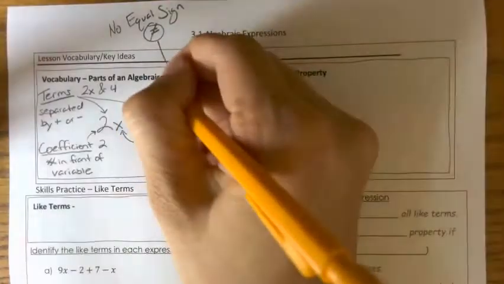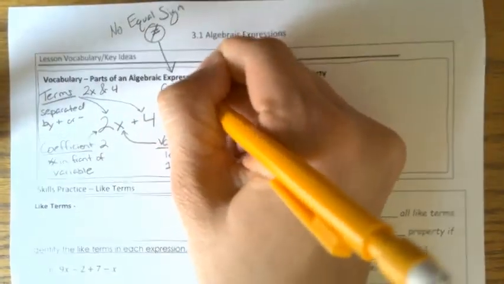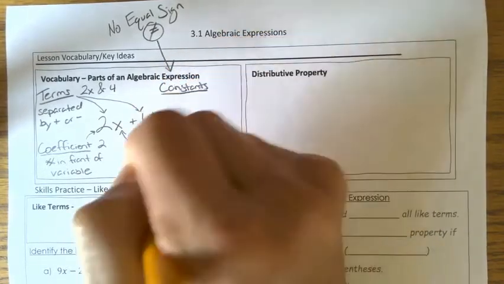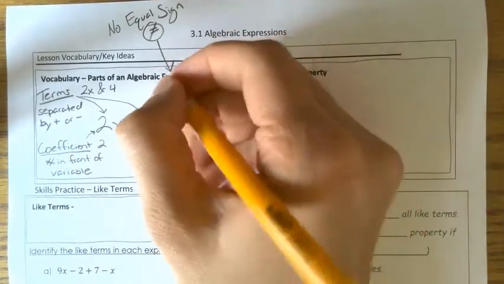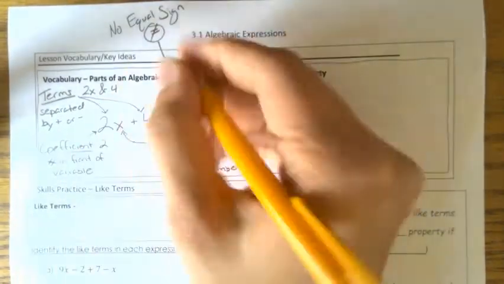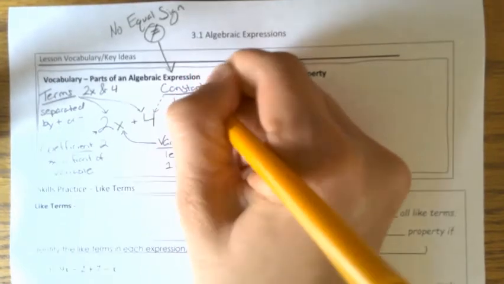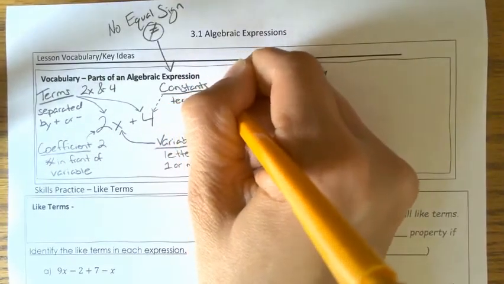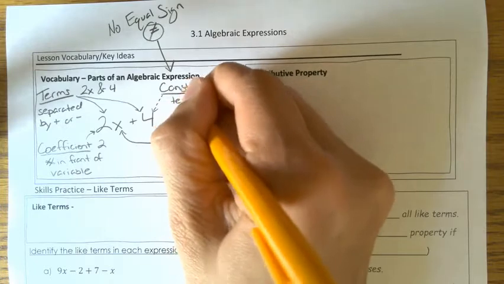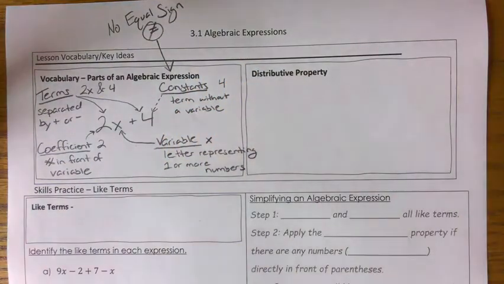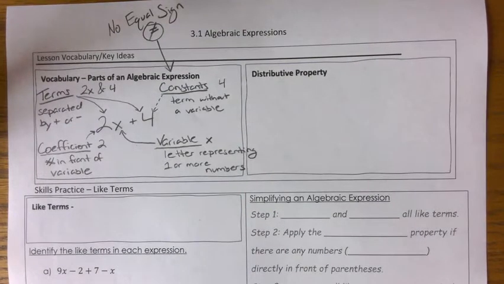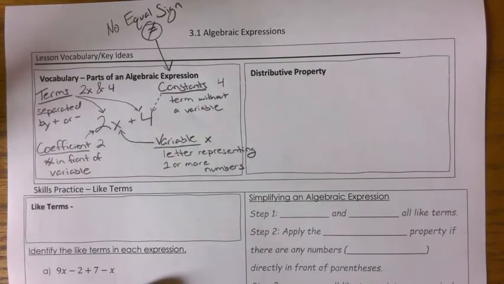And the last one is, remember what constants are. Again, this was on your entry ticket. The constant here is going to be 4. And that is a term that does not have a variable, a term without a variable. It's just a lonely number. So those are your 4 big vocabulary words that we will be using quite a bit this unit and going forward this year and next year as well.